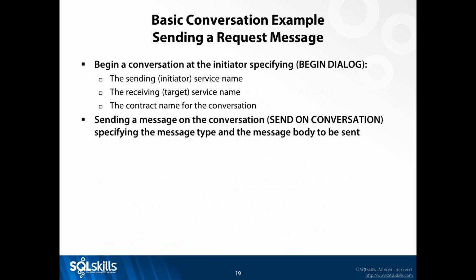So a basic example of sending a request message. You'll begin a conversation at the initiator and specify begin dialogue. When you do that, you have to specify the initiator or sending service name, the receiving or target service name, and the contract that is going to govern the conversation. Once you have that, you're going to get returned a conversation handle associated with the new dialogue, and then you send a message using send on conversation and specify the message type that's going to be sent and the message body that's going to be sent.